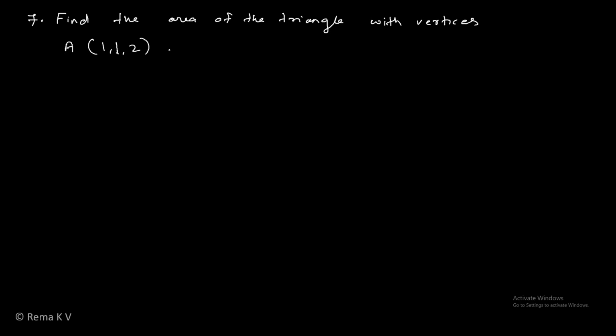Find the area of the triangle with vertices A(1, 1, 2), B(2, 3, 5), C(1, 5, 5).